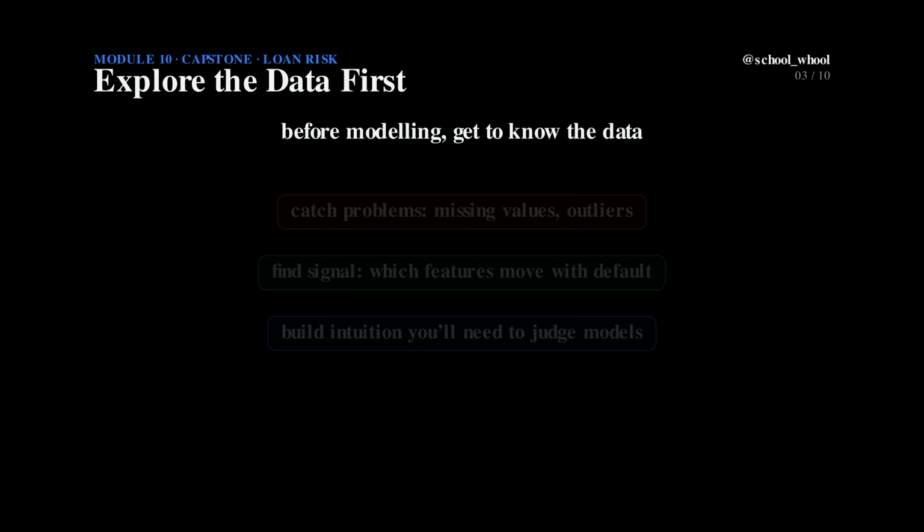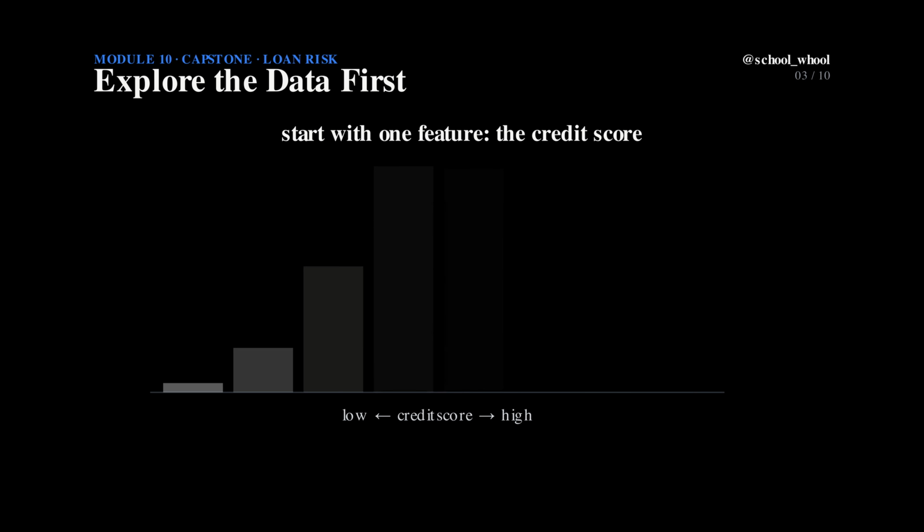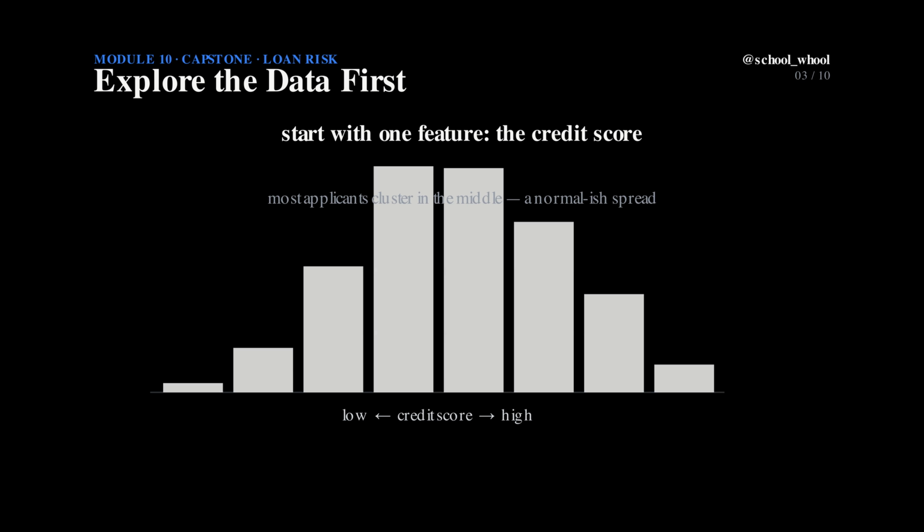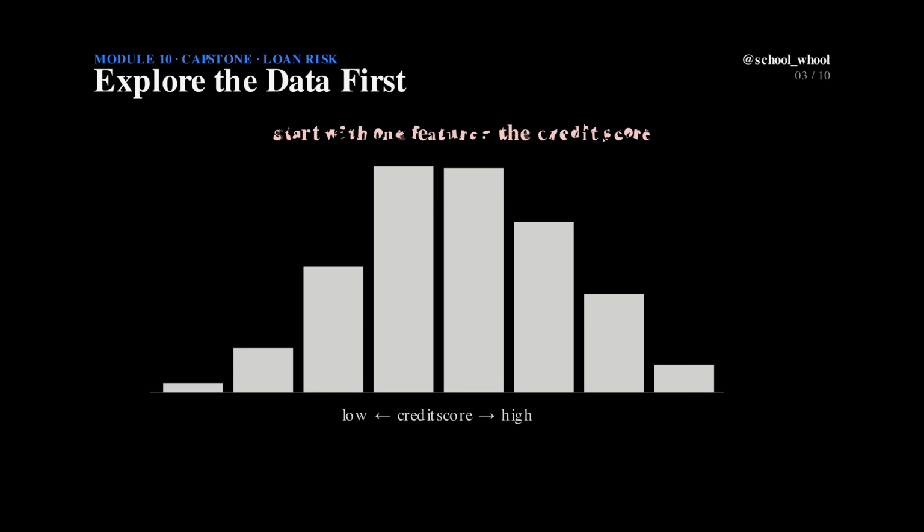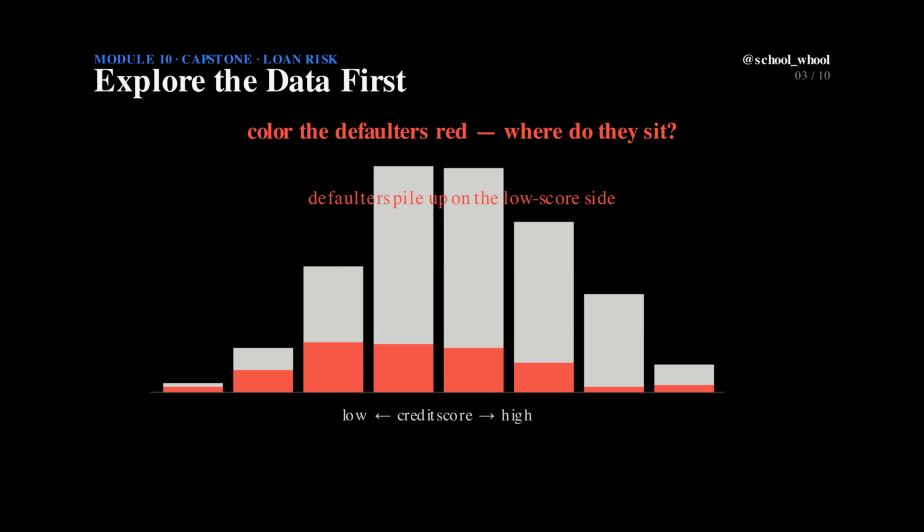Start with a single feature, the applicant's credit score. If we bin every applicant by score and count them, we get this histogram. Most people cluster in the middle, with fewer at the extremes, a fairly normal spread. Now the interesting part. Let's color the applicants who defaulted red. See where they land? The red piles up on the left, the low score side. Low credit scores default more. Our very first feature carries real signal.